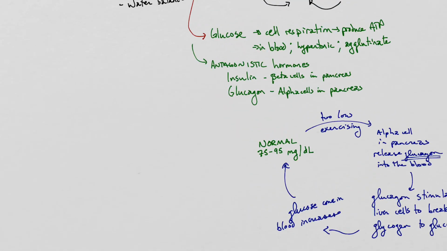Now, what happens if it gets too high? If it gets too high, and let's say it gets too high because you just ate a big meal. Instead of the alpha cells producing and releasing glucagon, the beta cells produce and release insulin.